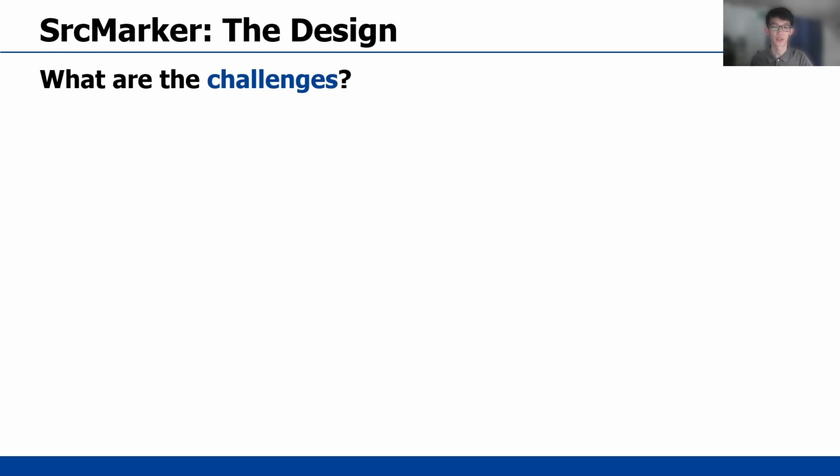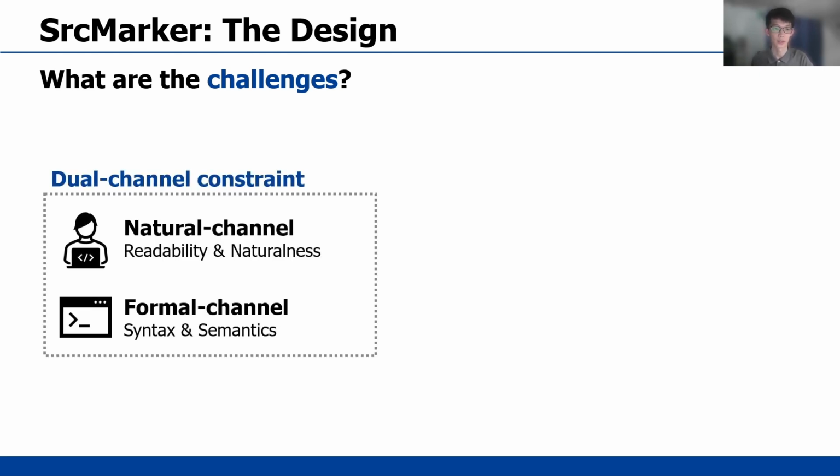Therefore, it is actually non-trivial to design such a watermarking system for source code, as source code has its own nature and constraints. Source code is subject to constraints in both natural and formal channels. The natural channel is typically used by human developers for understanding the code, and the formal channel is usually used by tools such as compilers for automated processing. Our system must therefore preserve both the natural and formal semantics of the code.